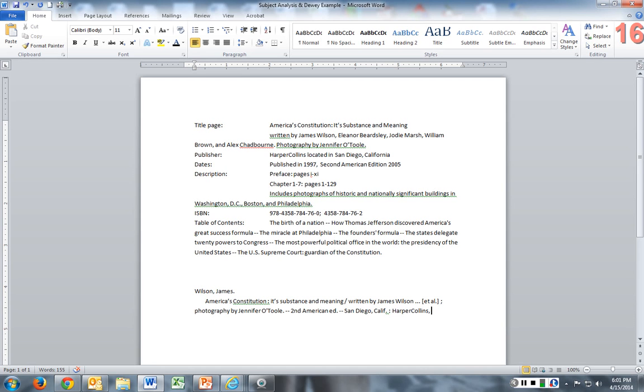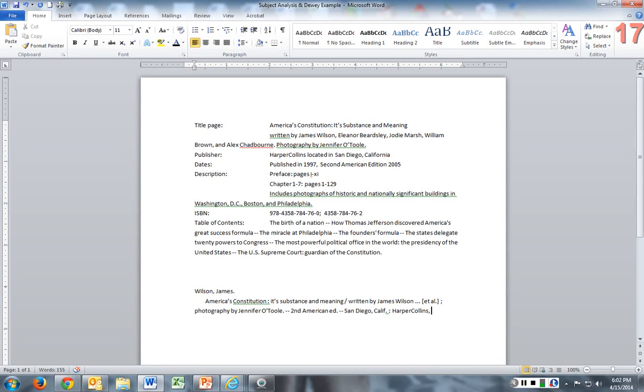And that's really important because we have 2 dates, one published in 1997, and then the second American edition was published in 2005. If I was to just put down here 1997, that would be inaccurately representing what I have. This particular edition was not published in 1997. The first edition was published in 1997. I have the second edition.